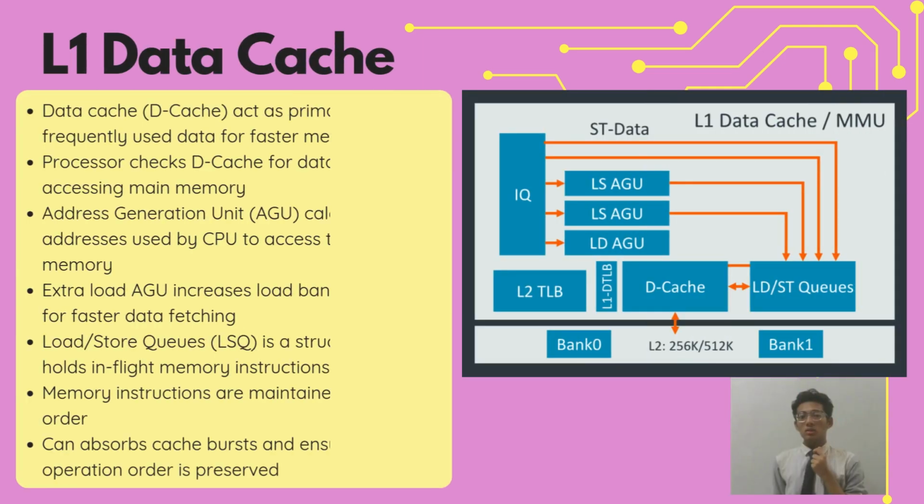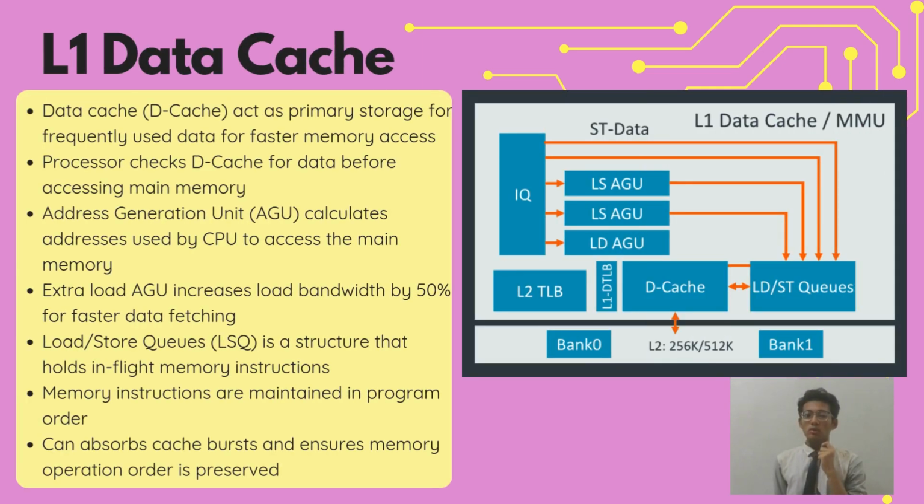Now we will get into the memory management unit, the MMU. There are two parts of this, the level 1 data cache and the main MMU. We will start with the L1 data cache. The main component is the data cache, the D cache, that acts as primary storage for data that is frequently used so that the processor can access the data faster. The processor will first check the D cache for the desired data before accessing the main memory. If the data exists, it saves the processor time without needing to access the main memory. As we can see on the block diagram, there are three address generation units, AGU.